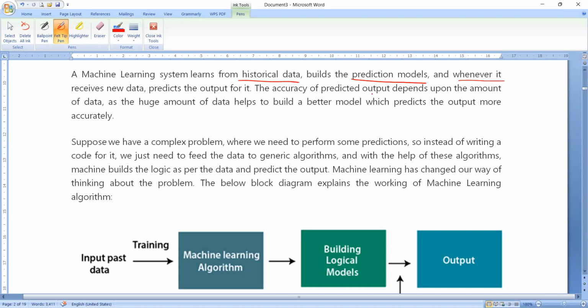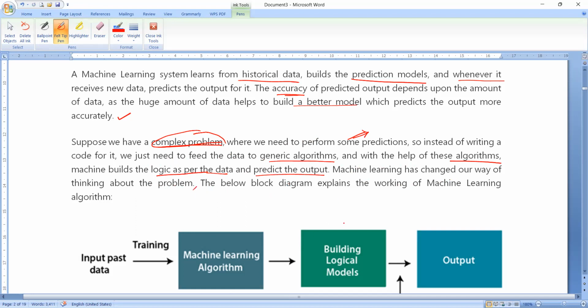The accuracy of the predicted output depends on the amount of data, as a huge amount of data helps to build a better model which predicts the output more accurately. Suppose we have a very complex problem where we need to perform some predictions. Instead of writing code to make predictions out of data, we just need to feed the data to generic algorithms. With the help of these algorithms, the machine builds a logic as per the data and predicts the output. Machine learning has changed our way of thinking about the problem.